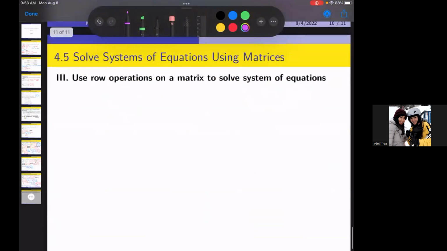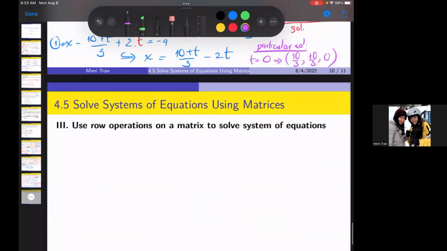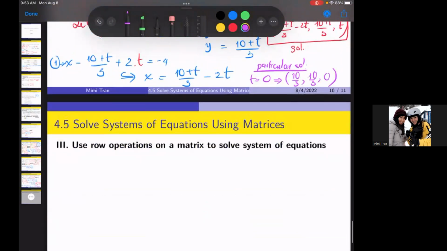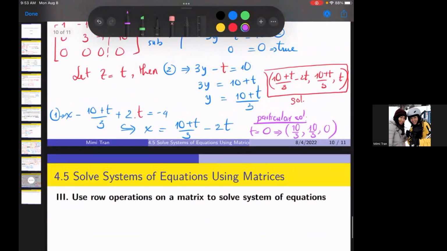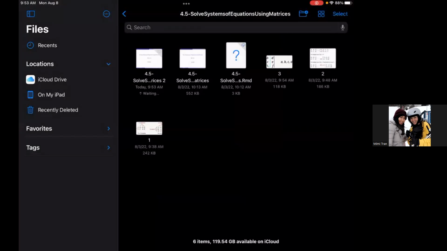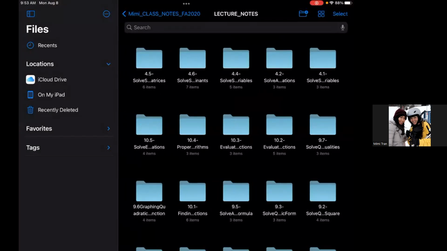Oh, I need another page here. I always forget. Okay, so we're done with the matrix. Do you have any questions? All right, let me go to, I usually give you a break, but I don't have time. So let me go to 4.6 right away.